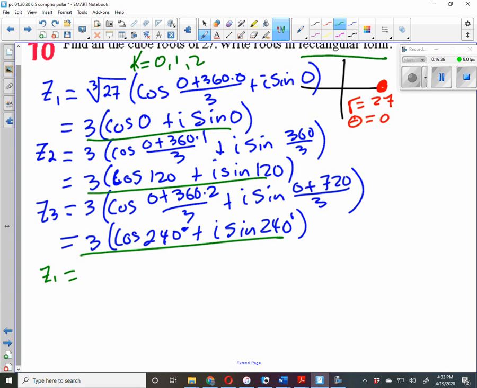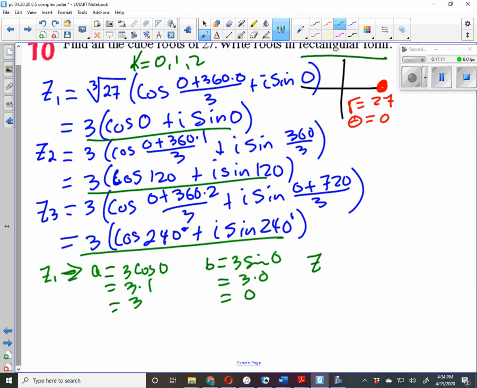Z sub 1, in order to find a, right? A equals, let's put an arrow here, r, which is 3 cosine 0. B is equal to 3 sine 0. 3 times 1 and 3 times 0, 3 and 0. So therefore my first one, z sub 1, is equal to 3 plus 0i. And I don't necessarily need to write the 0i.